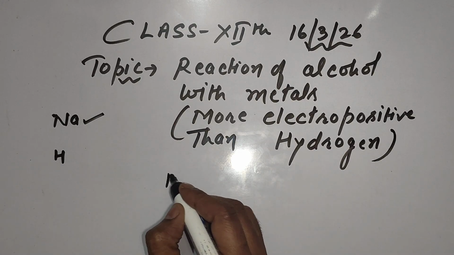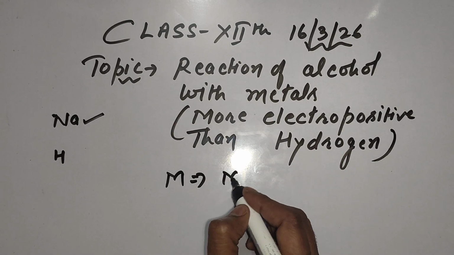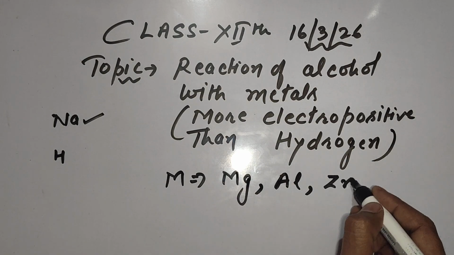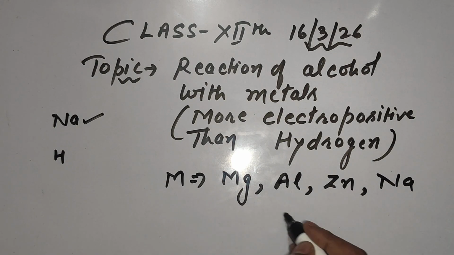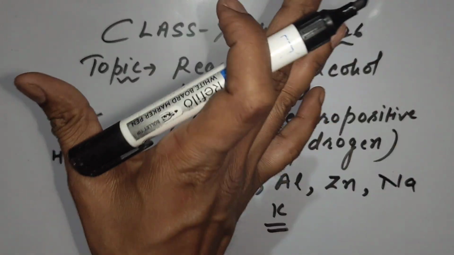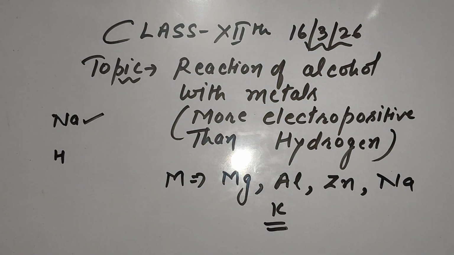Other metals are there like magnesium is there, aluminium is there, zinc is there, sodium is there, potassium is there. So these metals are more electropositive than hydrogen. Now let's check how alcohols react with these kind of metals.